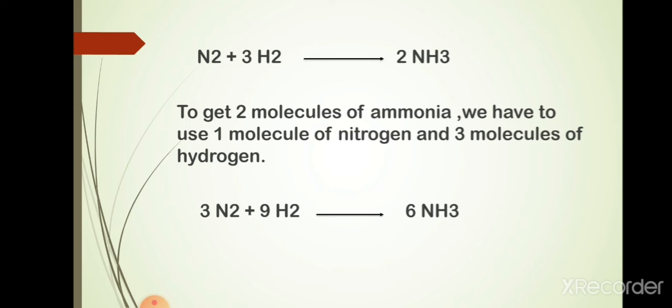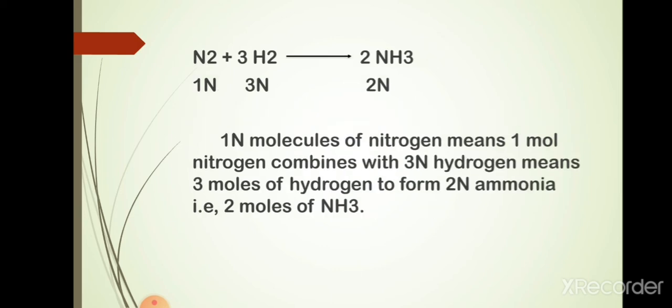But for industrial purposes, we are not going to count and add molecules to make NH3. Here we have to use a large amount of reactants. So we are going to use the concept of the mole, which represents a very large number, 6.022 × 10^23 particles. Here, to manufacture 2 moles of ammonia, we have to combine 1 mole of nitrogen with 3 moles of hydrogen. The ratio remains constant, that is 1 to 3 to 2.